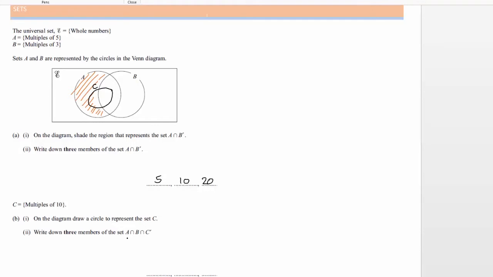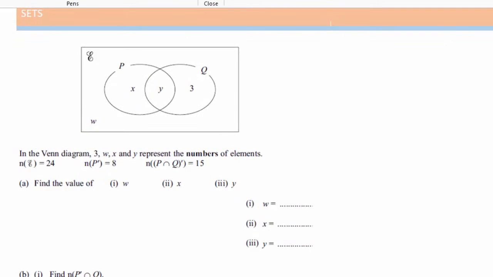Now we want 3 members of A intersect B intersect C dashed. So it's a multiple of 5 and 3, but not a multiple of 10. If it's a multiple of 3 and 5, it's a multiple of 15, but every other multiple of 15, because even multiples of 15 are multiples of 10. So 15, for example, 45, 75, but not 30 or 60. This is quite a nice question because it tests your ability to understand the notation, and also as you work bits out, other bits start to unfold.